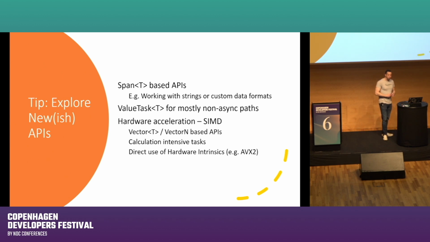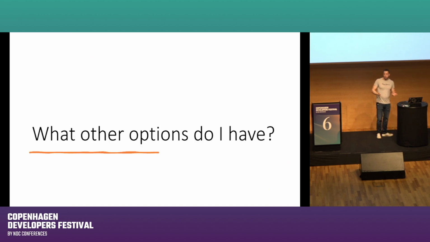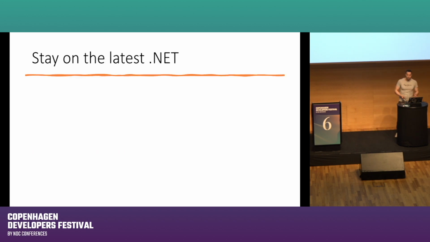So what I really want to focus on is, what other things can I do? I think the obvious one is always stay on the latest .NET. Every version of .NET is just so much better than the last version. I think .NET 8 is going to be probably the most amazing one in the last 2 or 3 years. So I'm very excited for that.